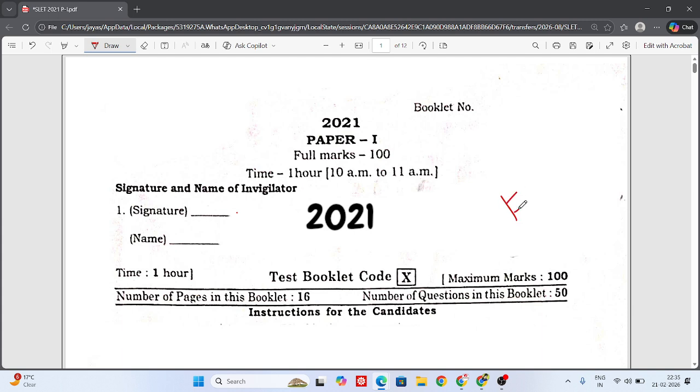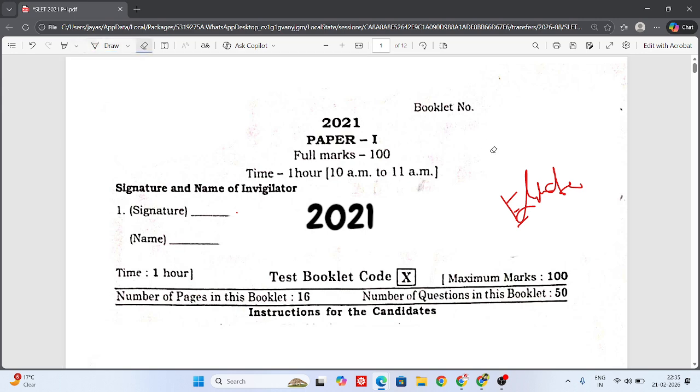So in this video we are going to discuss the SLET general paper of 2021. The general paper is the same for all the subjects, irrespective of science, arts, or any subject, science and humanities. So this is the general paper from 2021.